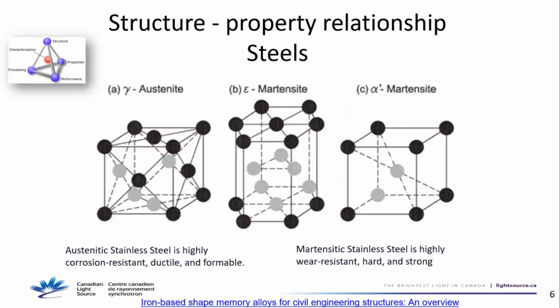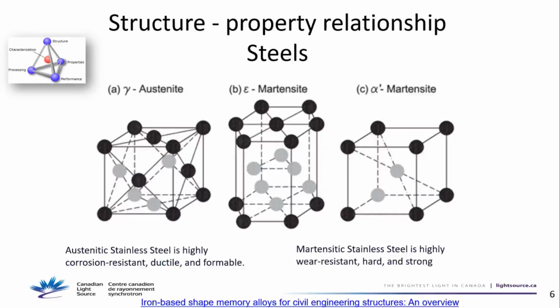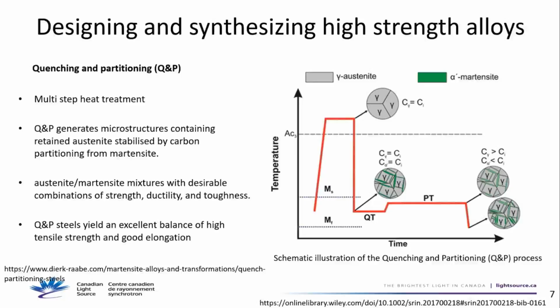But then what do you do if you want a steel that is good for both? Like we want a steel that has the best of both worlds. But some smart people have come up with a smart processing. And again, remember one of the corners here is the processing. A smart processing called quenching and partitioning, attempting to get the best of both worlds in between austenite and martensite steels. And quenching and partitioning consists of a heat treatment.